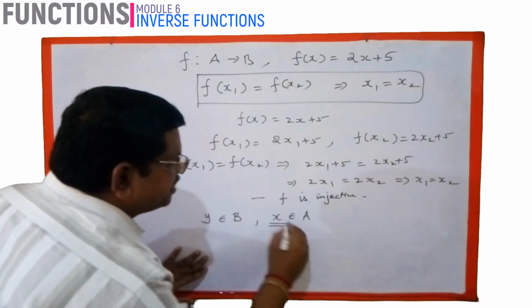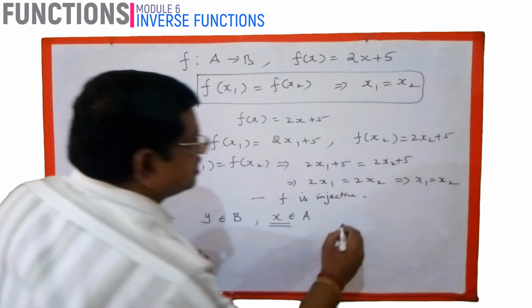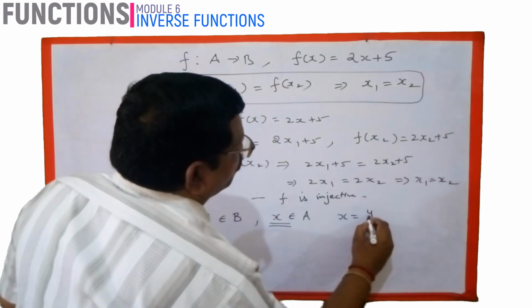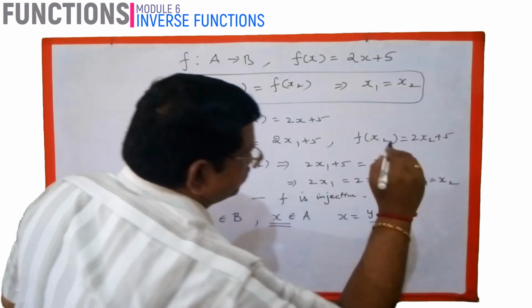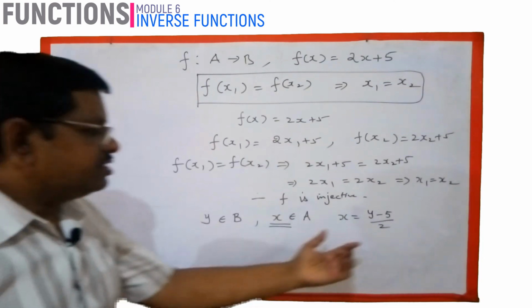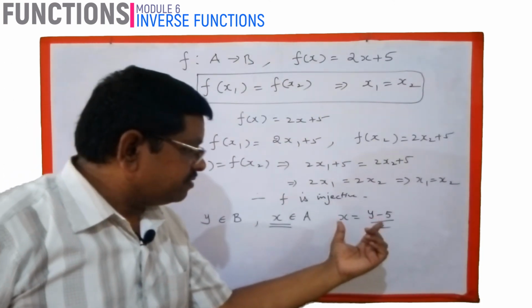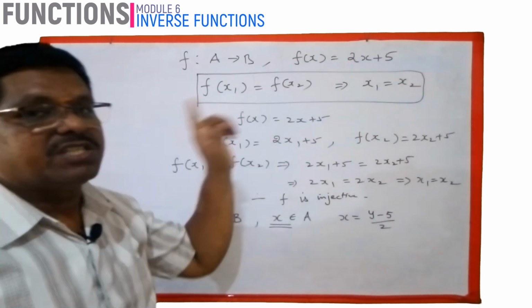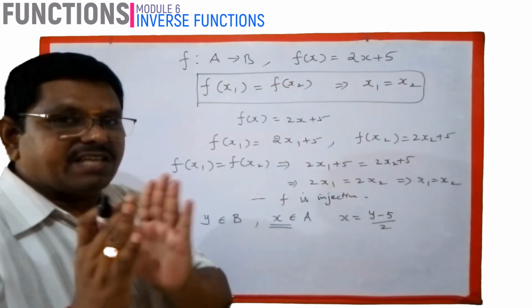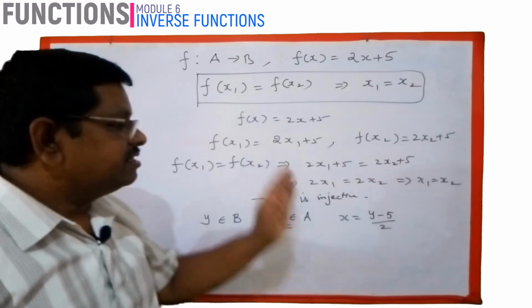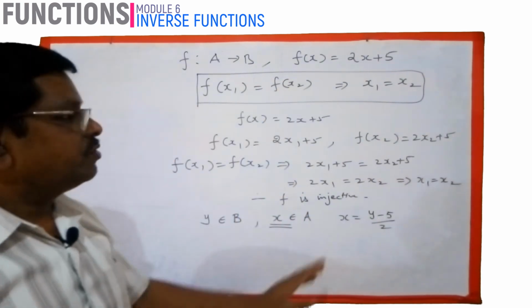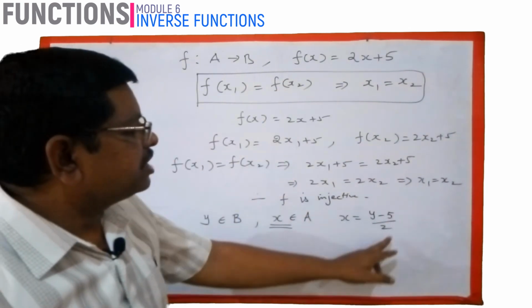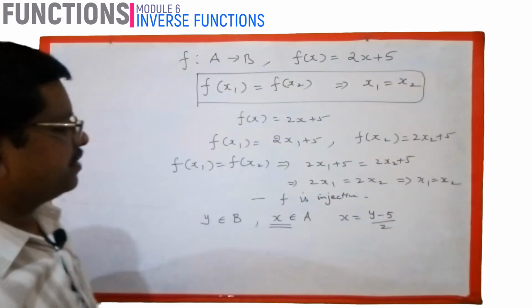How must this x be defined? This x is defined as (y minus 5) by 2. If this value is substituted in place of this x, it must satisfy the condition. If it is satisfied, we can say that this function is an onto function. So I am going to substitute this x equal to (y minus 5) by 2 in the f of x value.